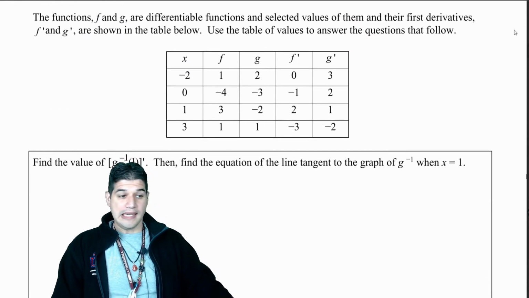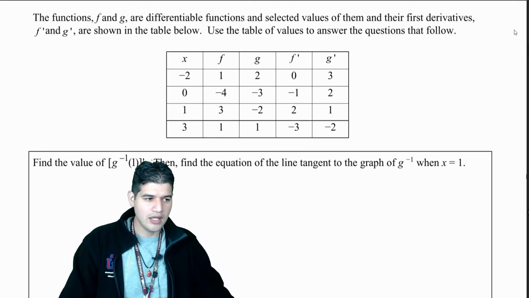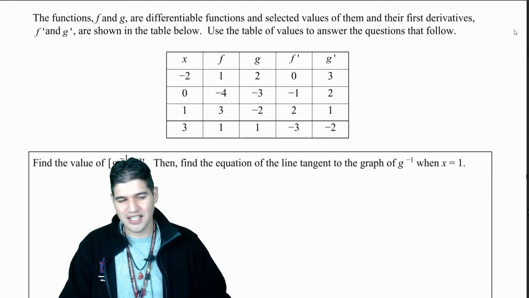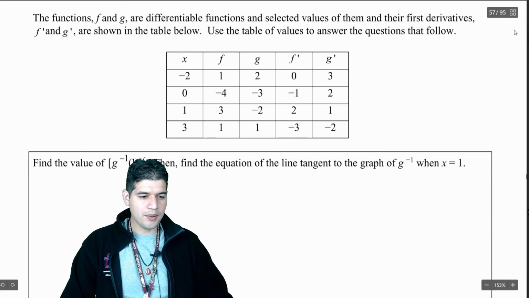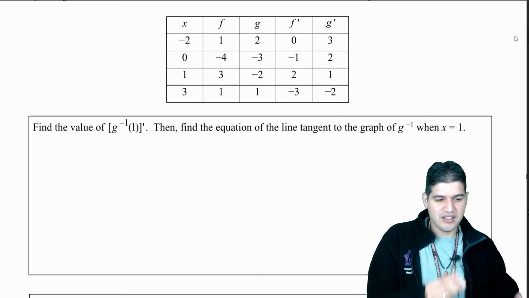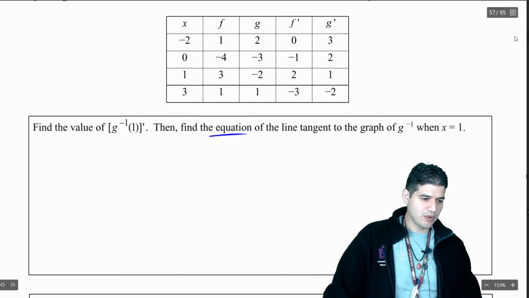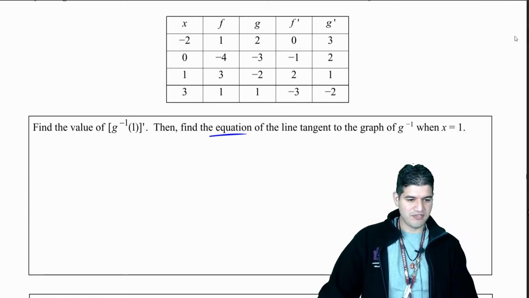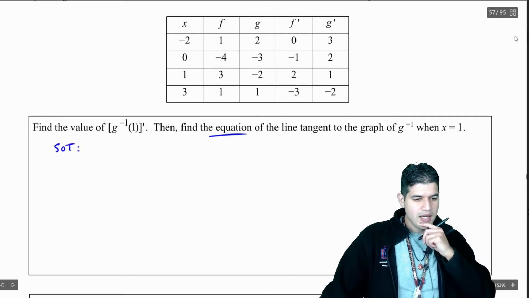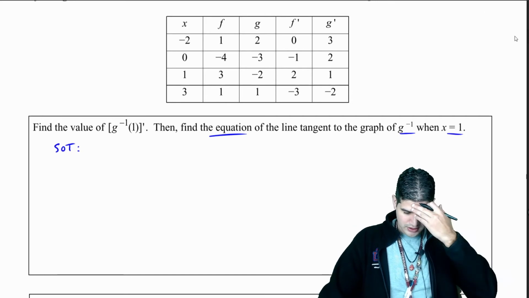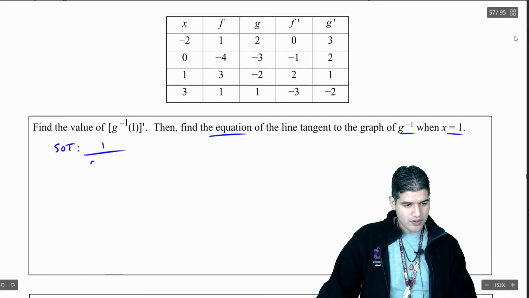We've got another table, right? And you can do this from graphs as well. But what we're going to do is start to use these again with tangent lines and such. So find the value of the derivative of the inverse of g at 1, and then find the equation of the tangent line. I want to find the slope of the tangent line first, the slope of the tangent line to the graph of the inverse of g when x equals 1. That's 1 over g prime of the inverse of g of 1.